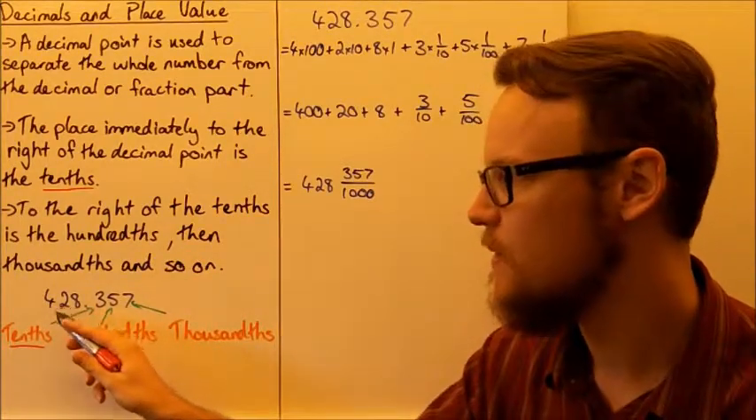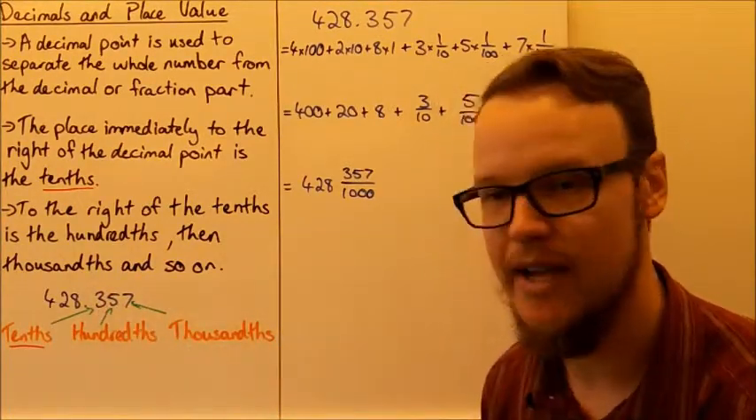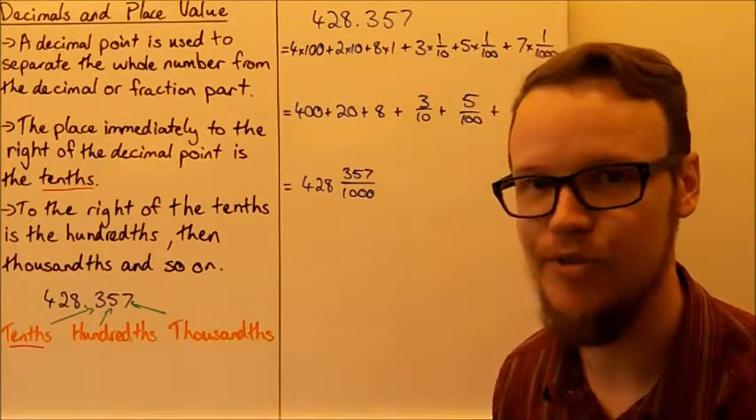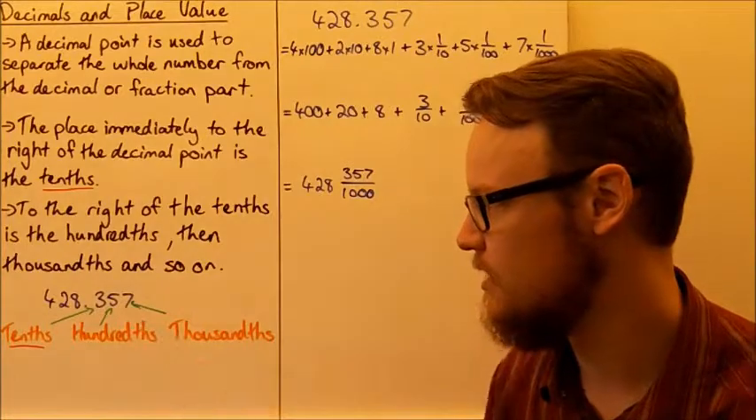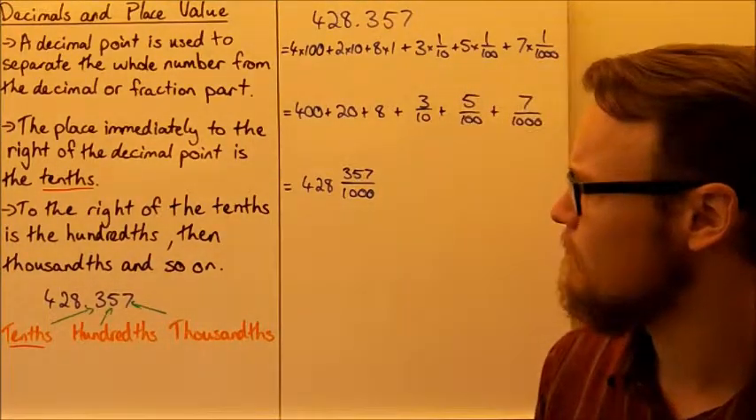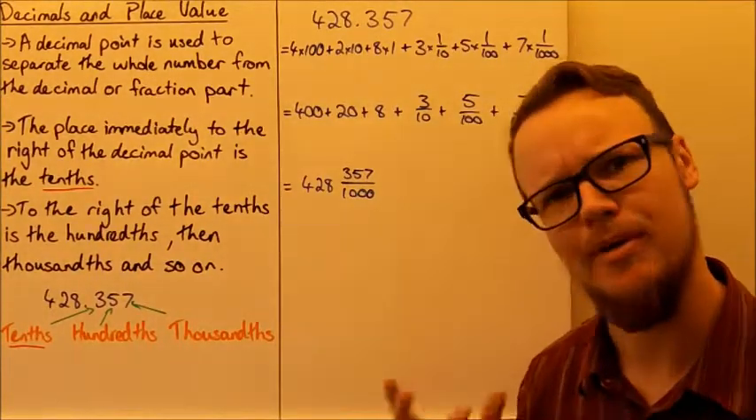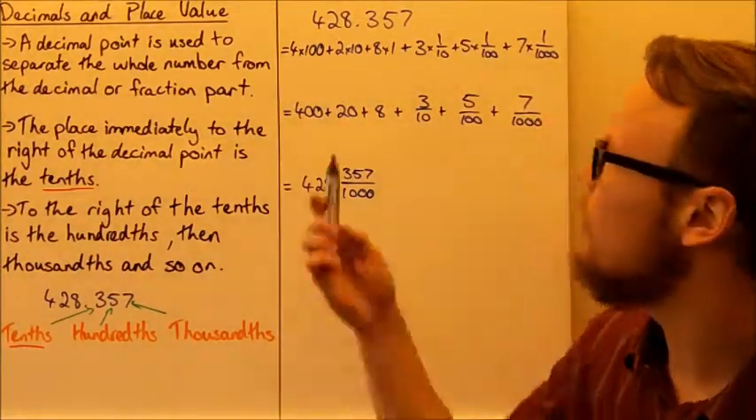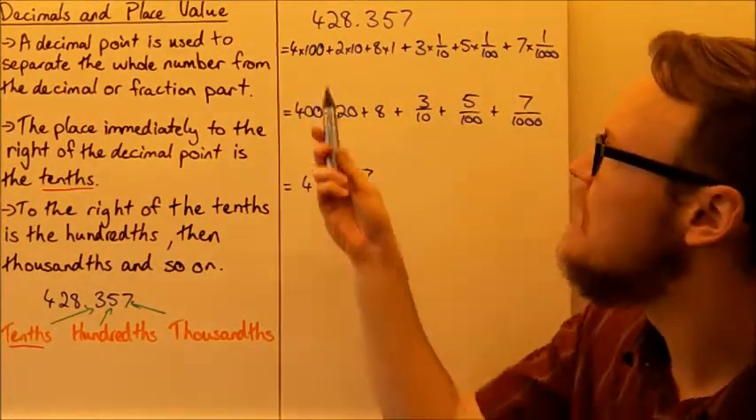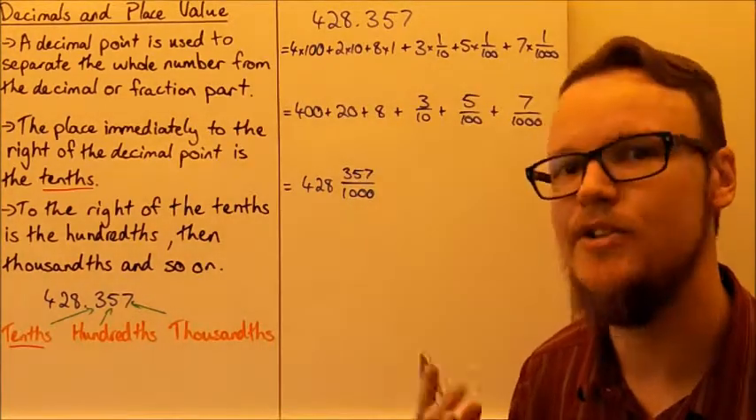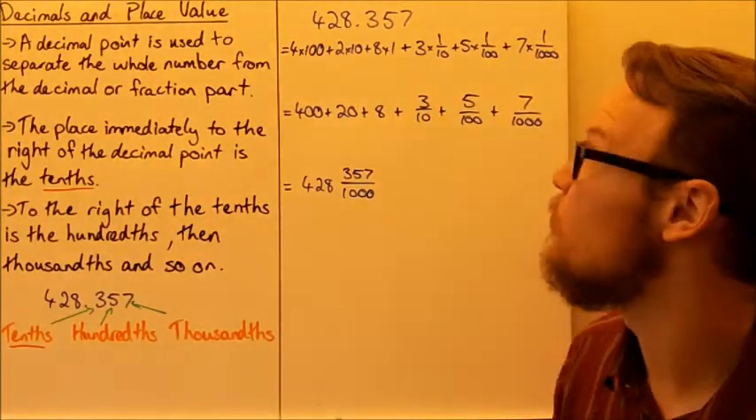So for our number here, 428.357, our 3 here is the tenths, our 5 is in the hundredths column, and our 7 is in the thousandths column. So we can break this number apart, break this number down, and look at the components of the number. When we're looking at whole numbers, 400 is the same as 4 times 100, 4 lots of 100. So the 2 is 2 times 10, 2 lots of 10, and the 8 is in the units or the ones column, so it's 8 times 1.